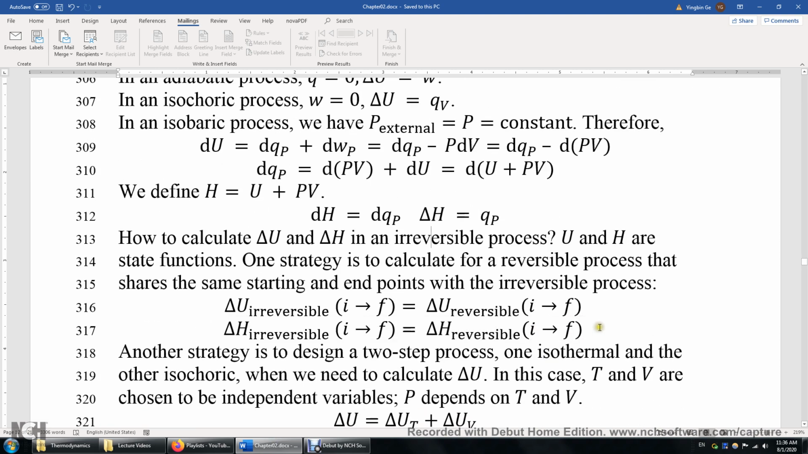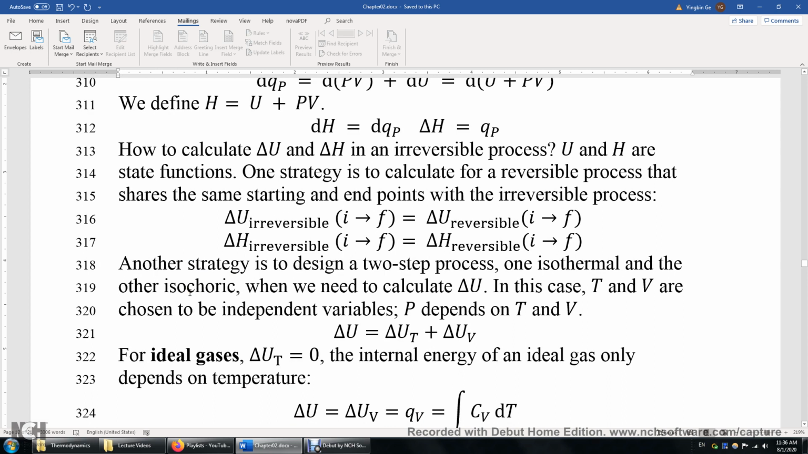In short, it can be expressed as these two functions. As long as we have the same initial state and the same final state, it doesn't really matter if the process is reversible or irreversible. Delta U is going to be the same.